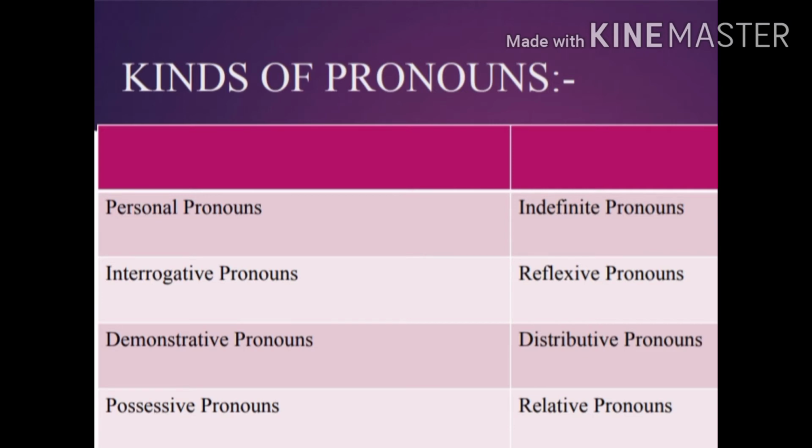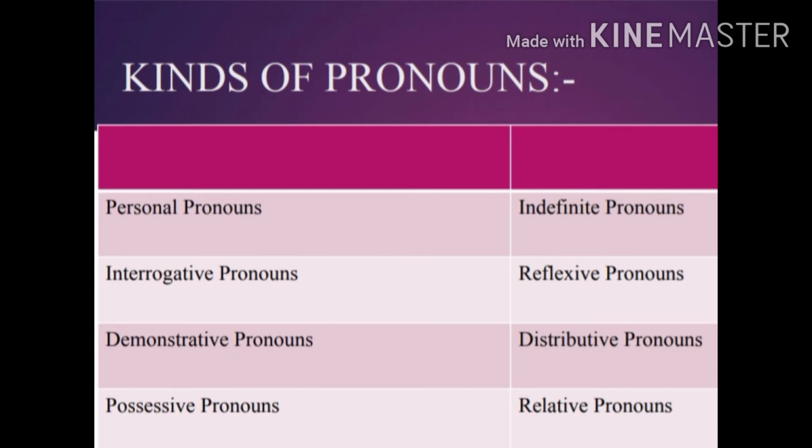Kinds of pronouns. Pronouns can be classified into the following types. First, personal pronouns. Second, interrogative pronouns. Third, demonstrative pronouns. Fourth, possessive pronouns. Fifth, indefinite pronouns. Sixth, reflexive pronouns. Seventh, distributive pronouns. And eighth, relative pronouns.